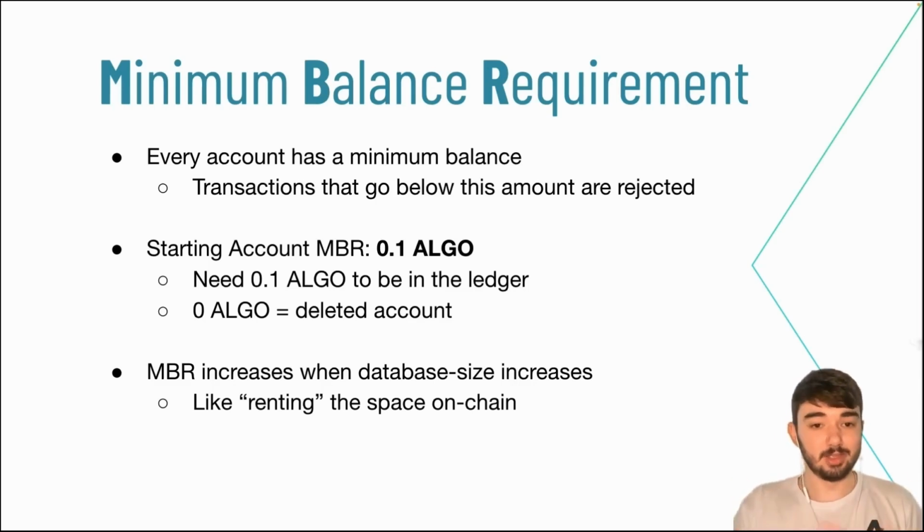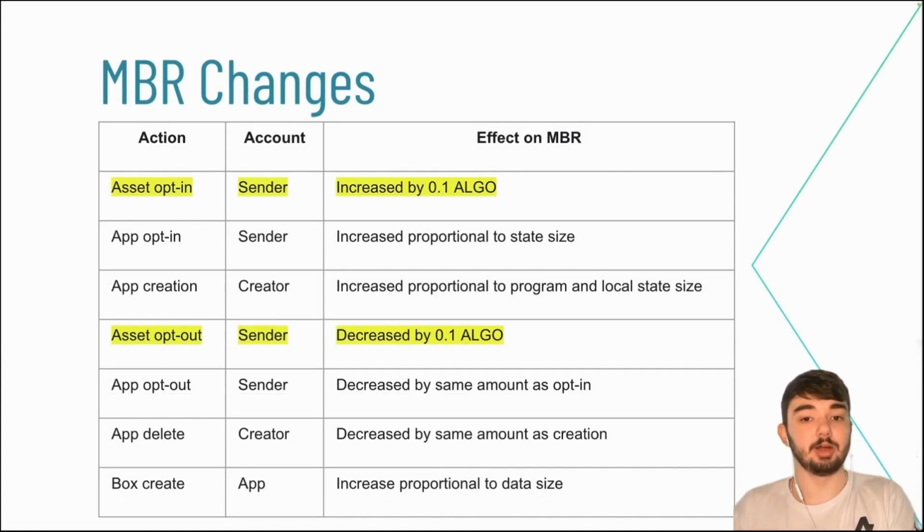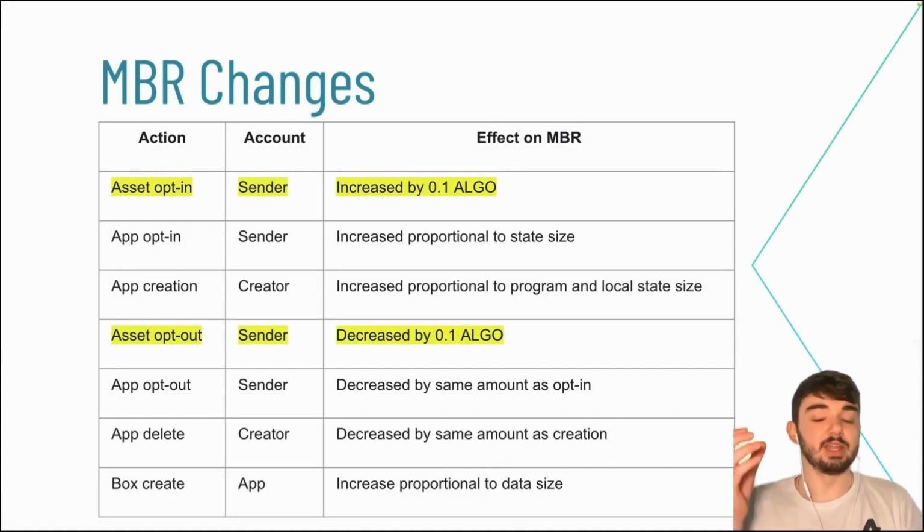Okay, so you're probably wondering, how does minimum balance requirement relate to opt-in? The reason that Bob needs to do what we call an opt-in is so that he can increase his MBR to pay for that space. When he receives that asset, the size of his account in the database increases because there's a new entry containing a uint64 that has the balance of his account. So we need to pay for that increase in the database. And the way we do that is by an asset opt-in transaction.